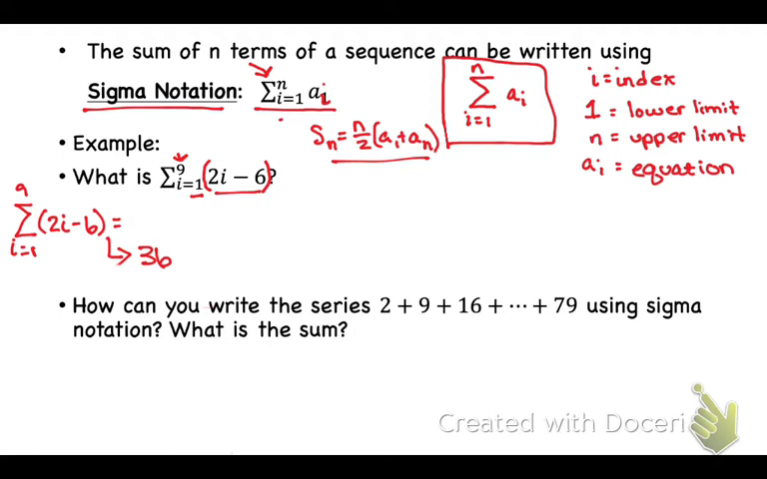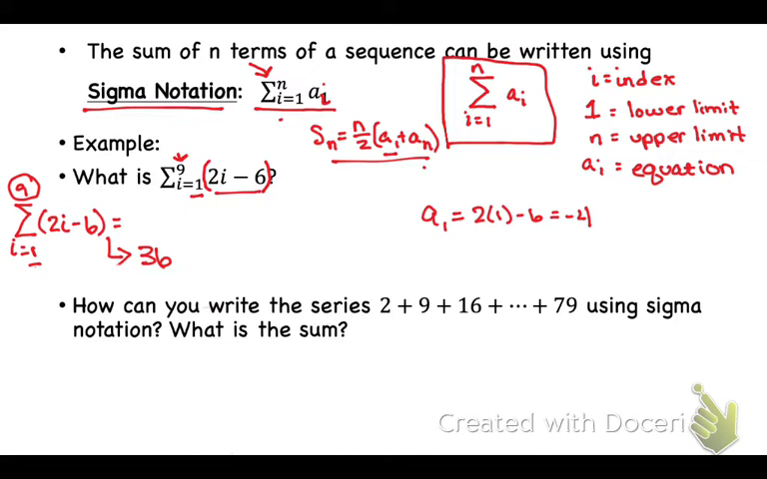Okay, well in this formula, I need to know A sub 1. So A sub 1 is when I plug in the lower limit. So A sub 1, I plug in 1. That's the lower limit. So 2 times 1 minus 6 is what? Negative 4. Now A sub n, remember it was the last term, correct? So guess what? You plug in the upper limit to get the last term. Does that make sense?